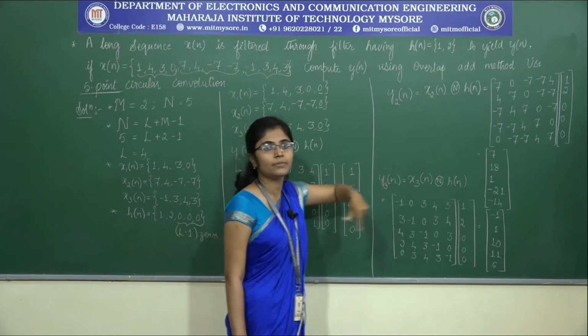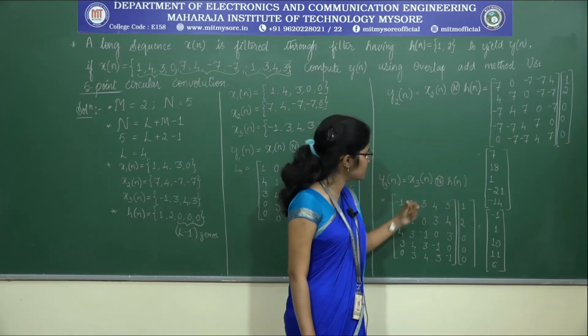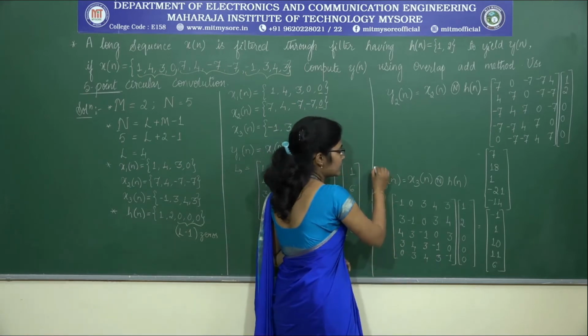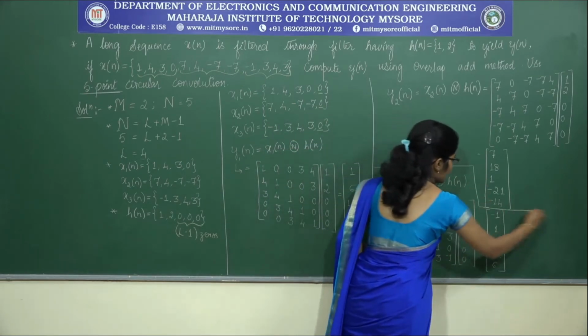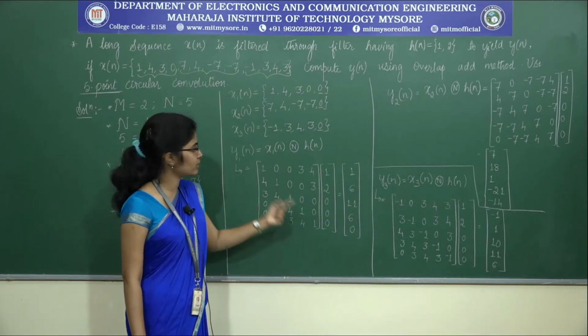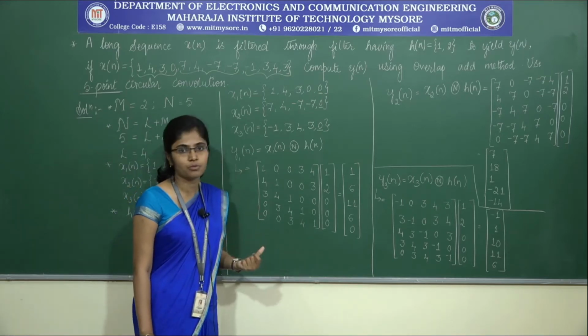Again I need to overlap the last m minus 1 samples of y2 of n with the first m minus 1 samples of y3 of n, and I need to find out the final output, that is y of n. Okay. So hope it is clear how to find out until this step. Now let us see how to find out the overall output sequence.